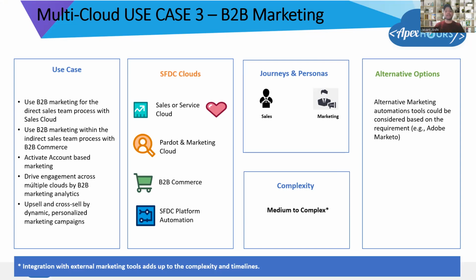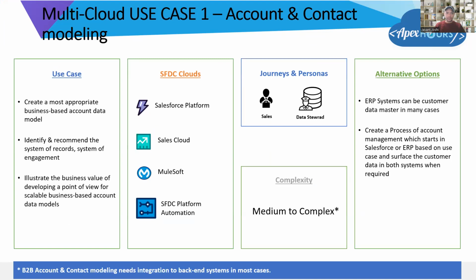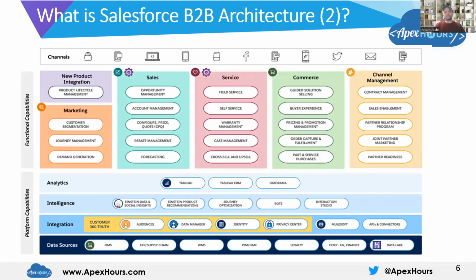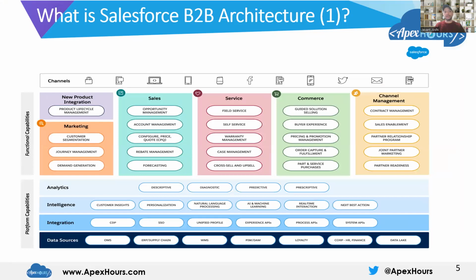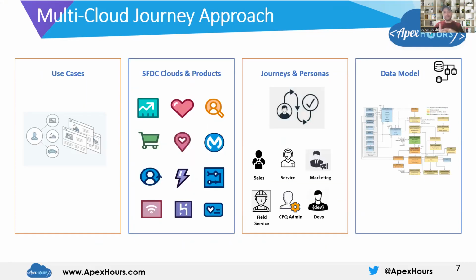There are lots of cases, but typically when you try to solve the use cases, you essentially talk about the use cases, you talk about the clouds and the products, you talk about the journeys and personas, and you talk about the data model, right? If you bring all these together, you basically create a good multi-cloud architecture for solving a particular use case.